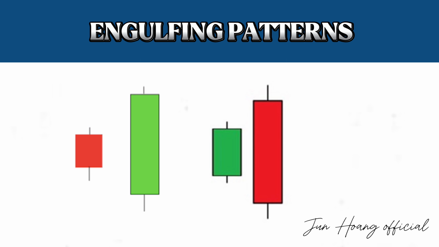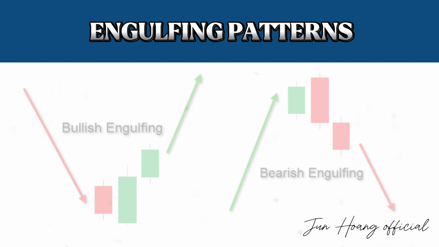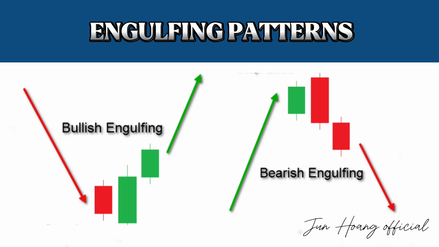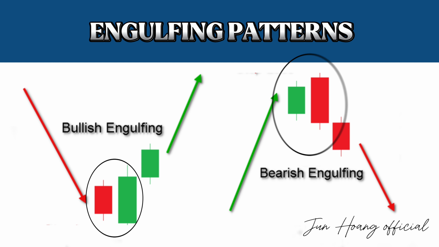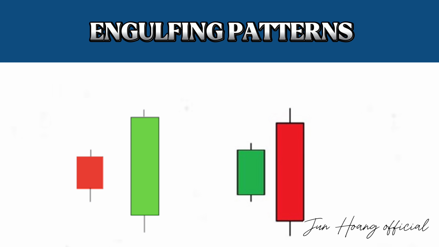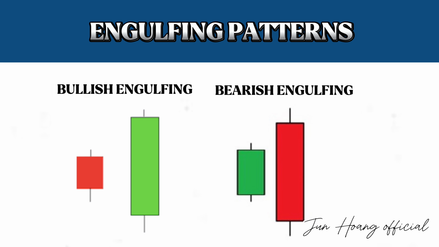Engulfing patterns are a type of candlestick pattern used in technical analysis to predict potential reversals in price trends. They consist of two candles, where the body of the second candle completely engulfs the body of the first candle. There are two types of engulfing patterns: bullish engulfing and bearish engulfing.